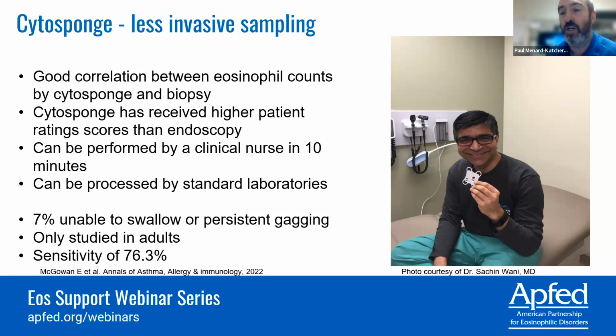Importantly, the cytosponge has only been studied in adults. And furthermore, in studies in Barrett's esophagus, patients with difficulty swallowing or dysphagia were actually excluded. And while it has been used in patients with strictures in eosinophilic esophagitis, currently it is indicated for patients without dysphagia. So any patient with dysphagia, as many of our eosinophilic esophagitis patients have, it is off-label use.